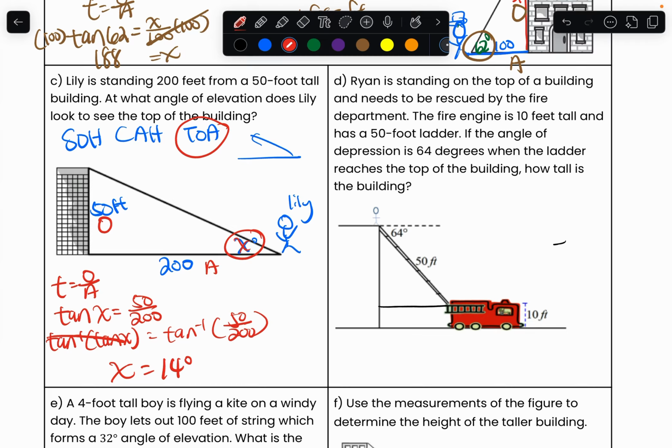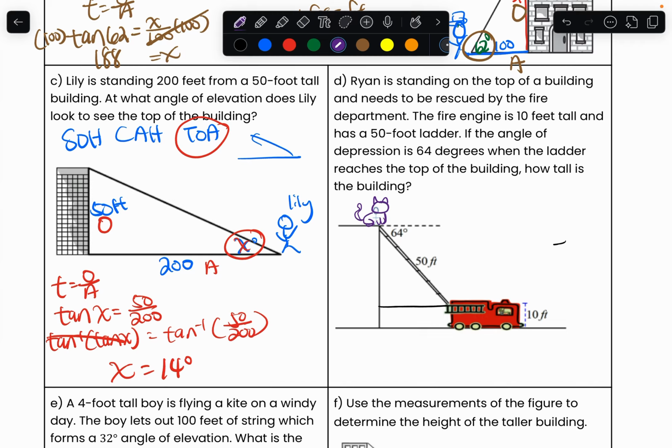Now let's go ahead and try to do question D. So question D says, while Ryan is standing on the top of the building. So now, to make it a little bit better, let's make Ryan a cat, okay? Ryan's a cat. Ryan's a cat that's sitting on top of the building. Now, Ryan's a baby cat. He's accidentally got on the top of the building, and he needs to be rescued by the fire department because he's so little, he hasn't learned how to jump yet, okay?